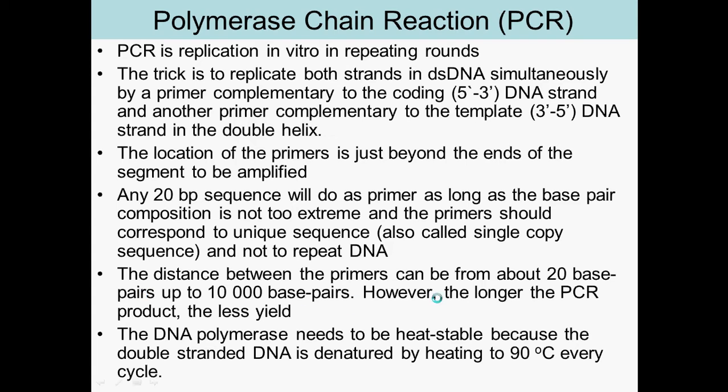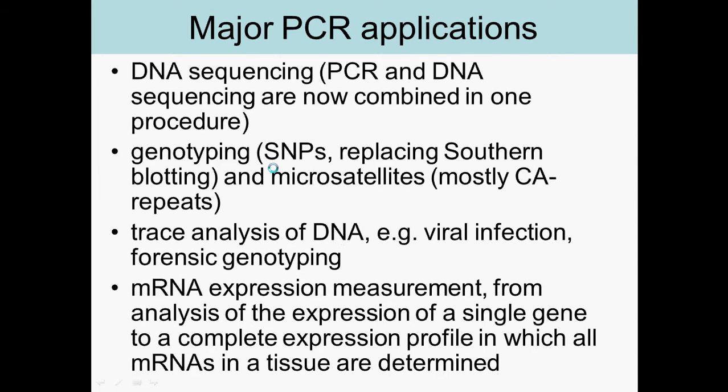And you need heat stable DNA polymerase to be able to use PCR, because we increase the temperature to 90 degrees Celsius, and most proteins would denature at that, so we need a special protein for that. So we'll see later on how PCR is used in sequencing DNA also, and genotyping. All the different applications of PCR. So the first is DNA sequencing, second is genotyping.